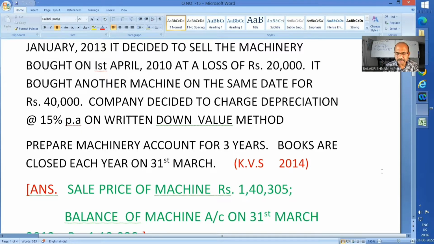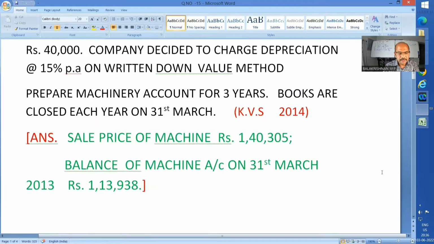It has been asked in the KBS exam 2014. The answer hint given by the author is: sale price of machine rupees 1,40,305, and the balance of machine account on 31st March 2013 is 1,13,938.